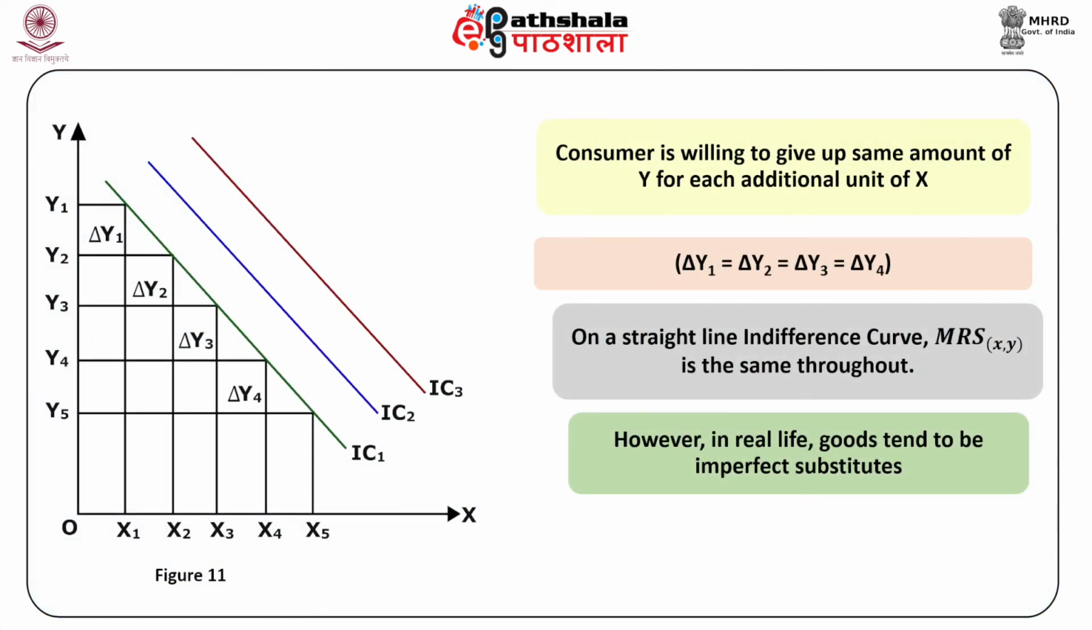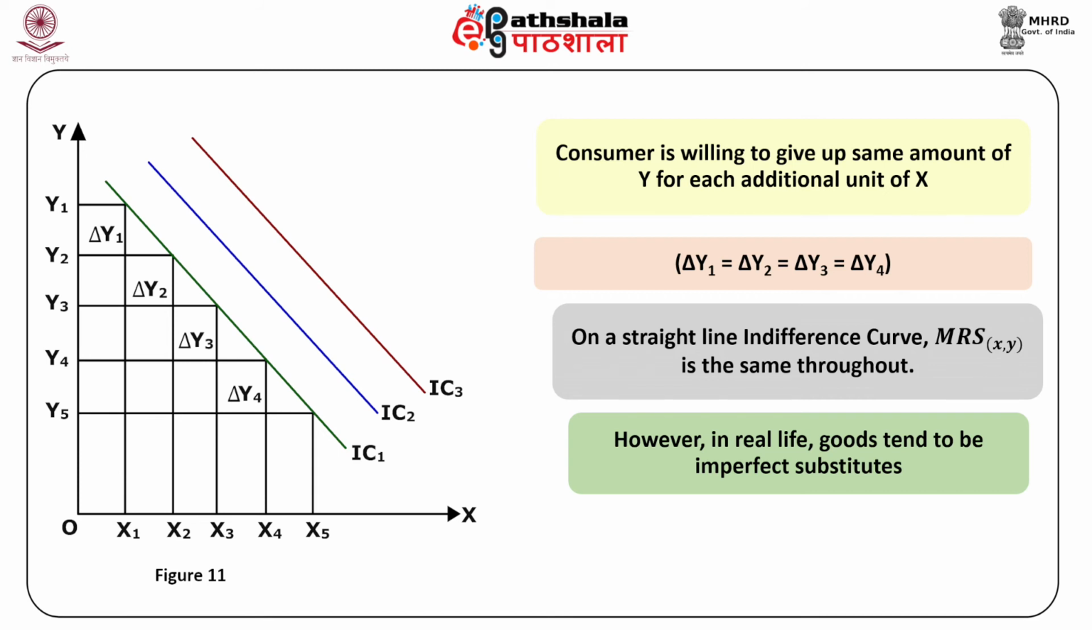As explained in figure 11, on a straight line indifference curve, the consumer is willing to give up the same amount of Y for each additional unit of X. That is, delta Y1 is equal to delta Y2 is equal to delta Y3 is equal to delta Y4, as more and more units of X are substituted for Y. Since the marginal rate of substitution XY is equal to the slope of the indifference curve at a point on it, and because a straight line has the same slope throughout, the straight line indifference curve will mean the same marginal rate of substitution XY throughout.